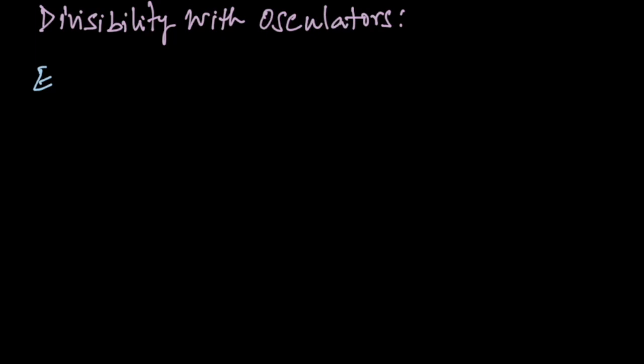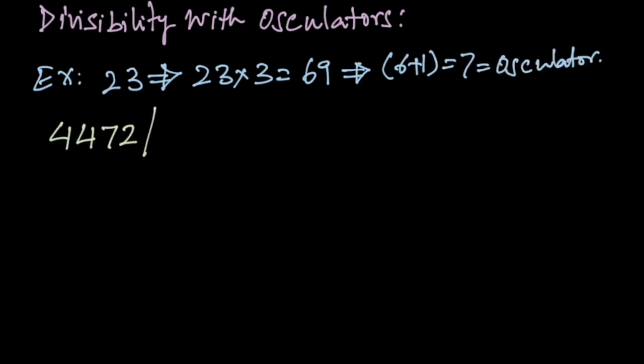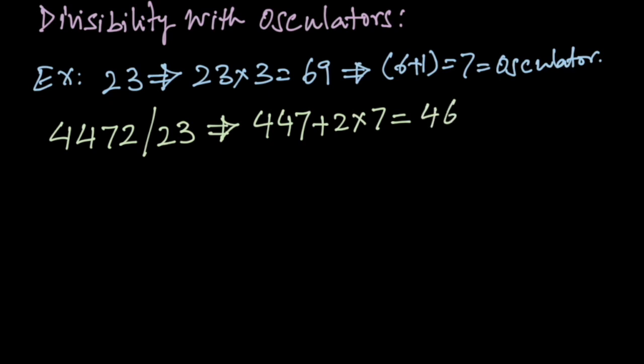Now let's do some examples of divisibility with oscillators. Suppose we have to divide by 23. So our divisor is 23. For 23, the oscillator is 7. So let's take an example: 4472 divided by 23. We take the ones place of 4472, which is 2. We multiply it with 7 and add 447 to it, which is the rest of the number other than the ones digit. And we repeatedly apply it.